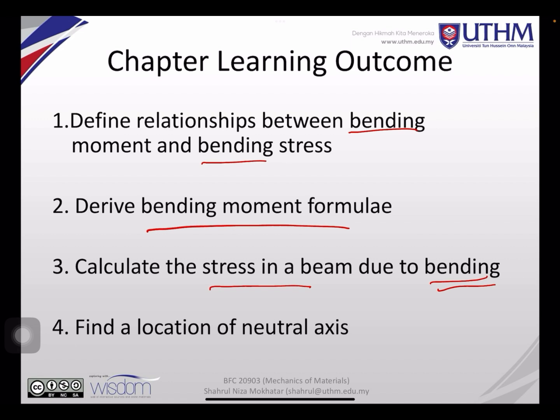So for number 4, you will find the neutral axis. The example is shown in the videos, part 1 and part 2, for the calculations. You can refer to the other two videos.